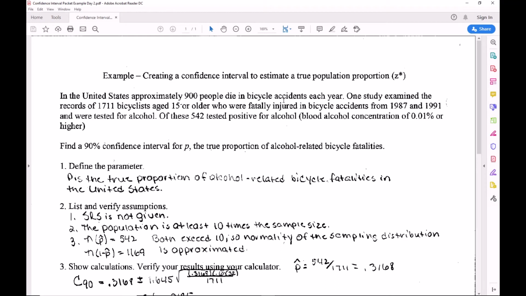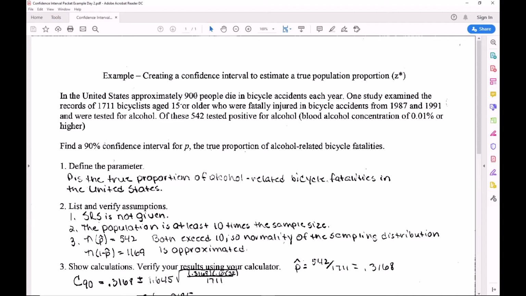When I read this up here, I don't see anywhere where they're talking about random selection. They're just examining some records. I don't know where they're coming from. I don't know how they were picked. It seems to me that this may not be random. So I wrote SRS is not given. Now, for the population being at least 10 times the sample size, I said that it was, or that I thought maybe there was enough haziness in the problem that we could get by with saying it. When I did that second period, a couple of kids revolted and said, nah, I don't know about that.